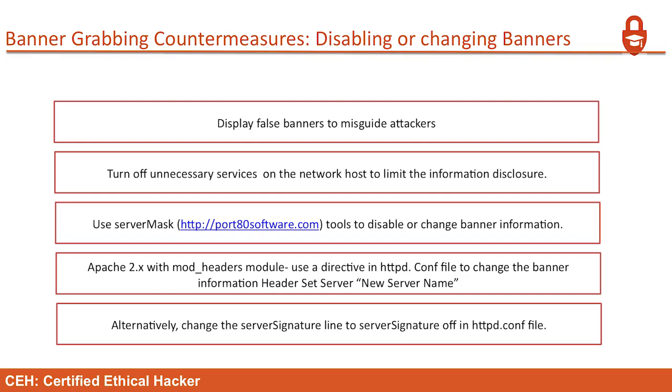You can alternatively change the server signature line to ServerSignature Off in the httpd.conf file so it just doesn't display anything. But there are other ways you can look it up, right? If they left files on there like the PHP info page, it will dump out all of the server information and exact versions of the entire stack that you're using.